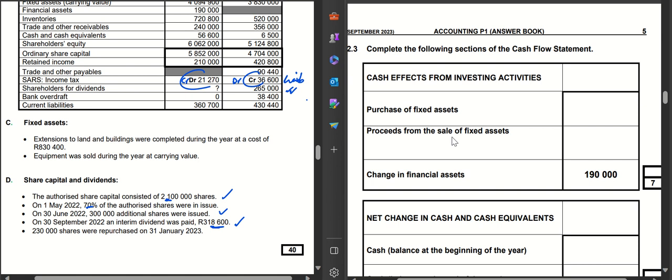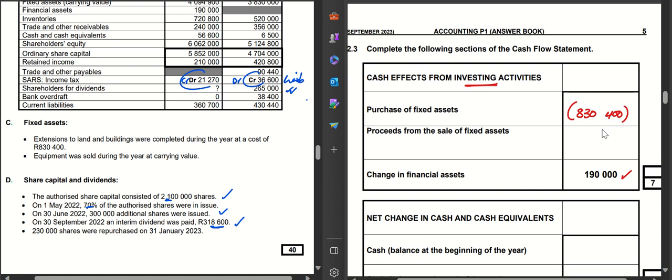And in this case, we are required to calculate the purchase of fixed assets, the proceeds from sale of fixed assets, and then the change in financial assets was given. Remember, this is part of your investing activities. All right. So if we come here, it says extensions to land and buildings were completed during the year at a cost of 830,400. So when we come to the purchase of our fixed assets, this one was easy. I just have to know that it's an outflow of 830,400.